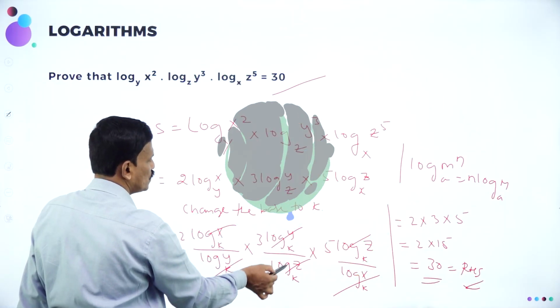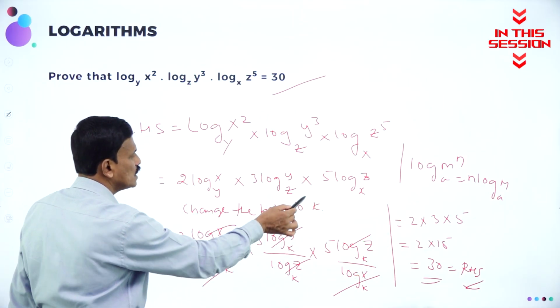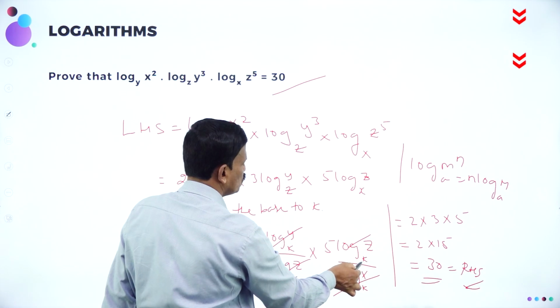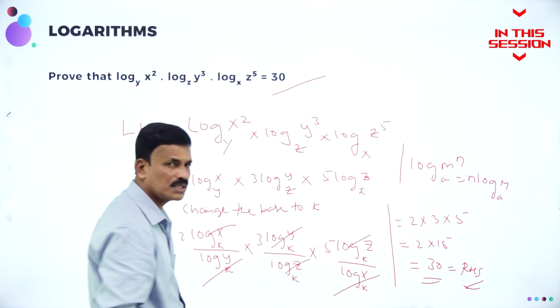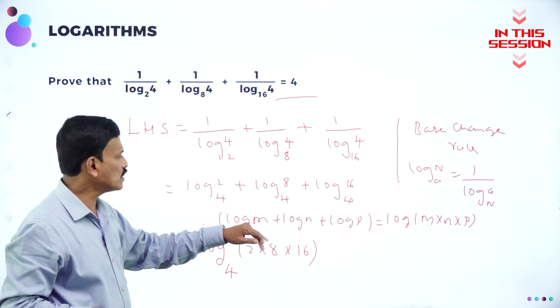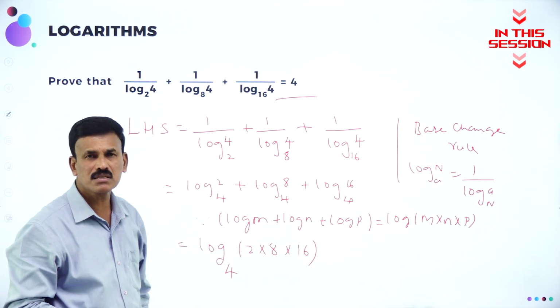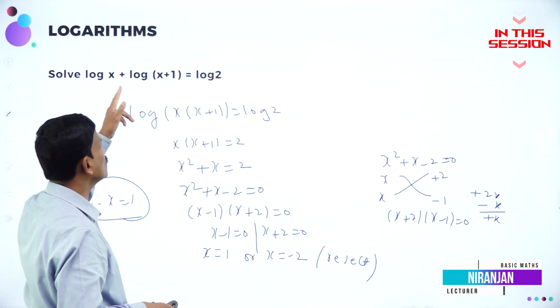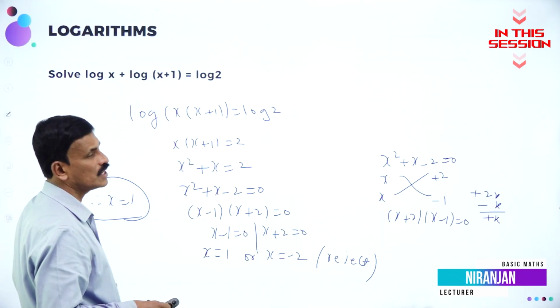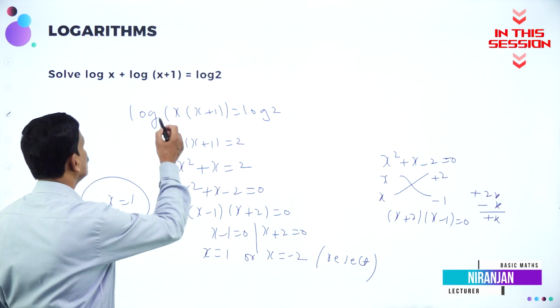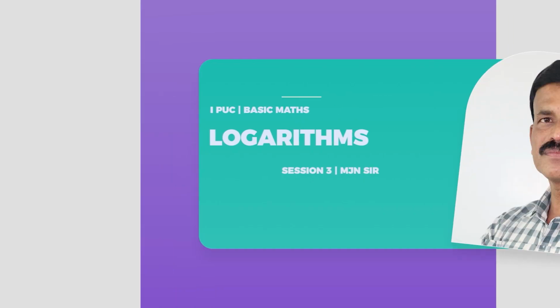3 into logarithm of y to base k divided by log z to base k. Again 5 into logarithm of z to base k divided by logarithm of x to base k. Cancel the terms which get cancelled. You can use this formula: log m plus log n plus log p can also be written as logarithm of m into n into p. If you put x is equal to 1, logarithm of 1 is 0, plus logarithm of x is 1, plus 1 is log 2. You will get this answer directly.